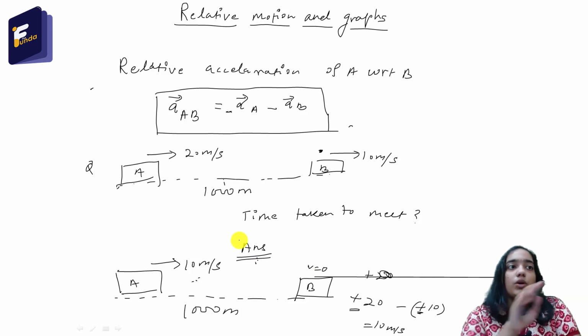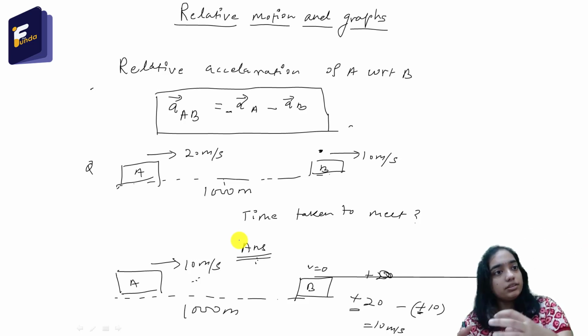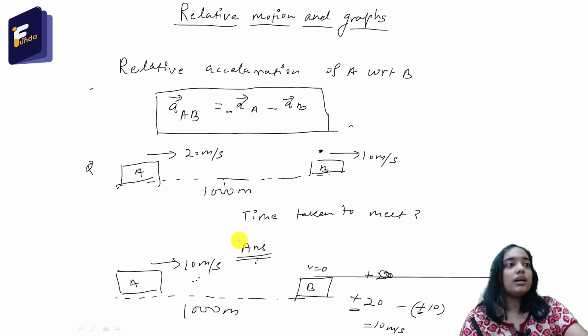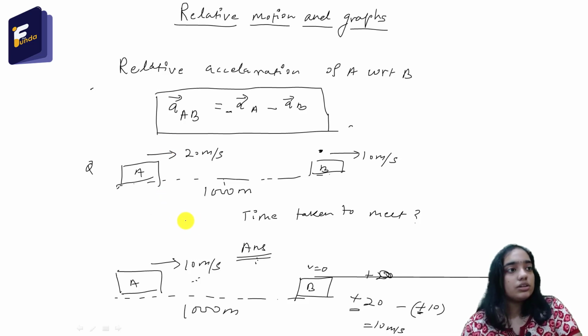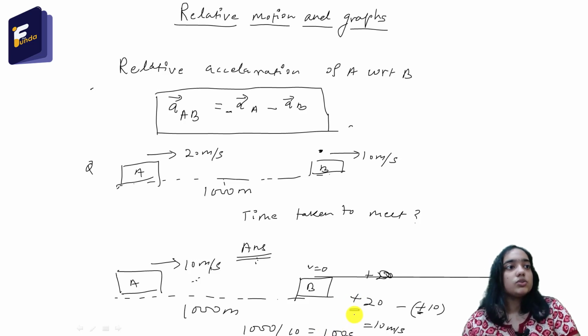So now what is the time taken to meet? B is at rest, A is moving towards B with 10 meter per second, and the distance between them is 1000 meter. They will meet when A covers 1000 meters. You can see it from the diagram itself. So the time will be 1000 divided by 10, that is equal to 100 seconds. So after 100 seconds, both the bodies will meet.